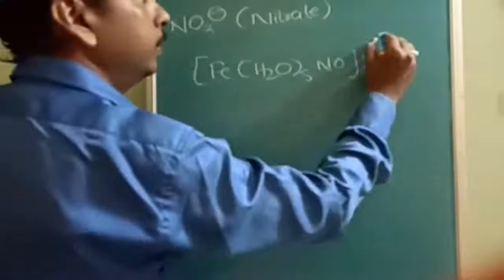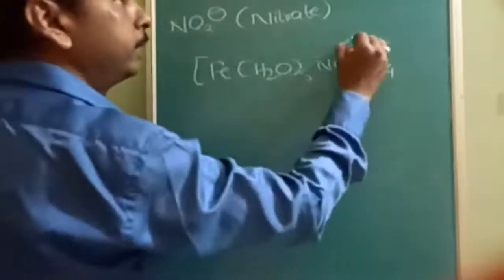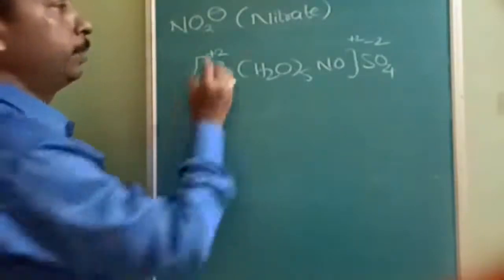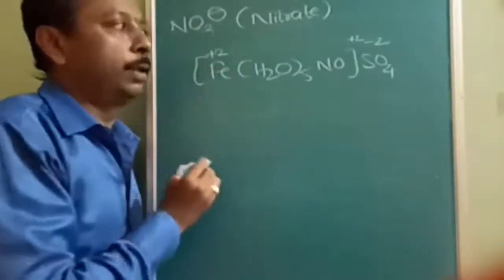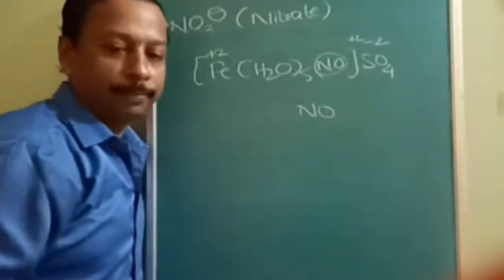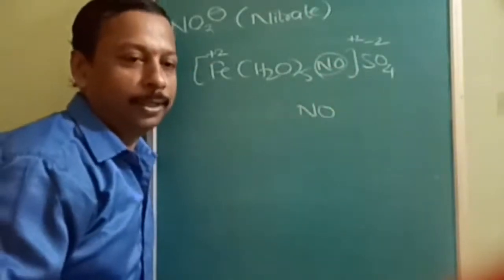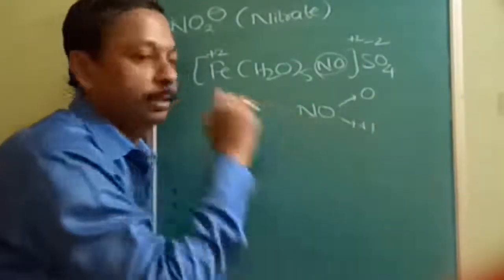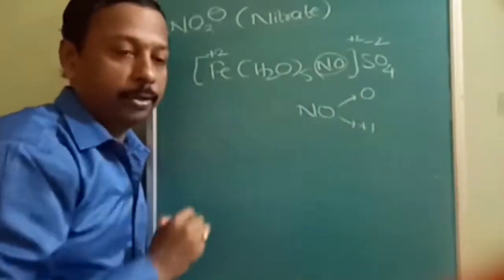The sulfate is minus 2, so the complex cation has to be plus 2. Most students think iron will be plus 2 because NO exists. The very problem is with NO, nitric oxide. It can be 0 also. It can be plus 1 also. So it all happens.